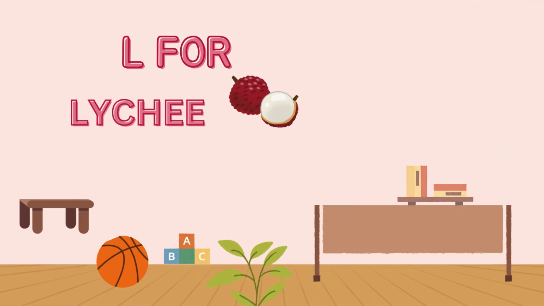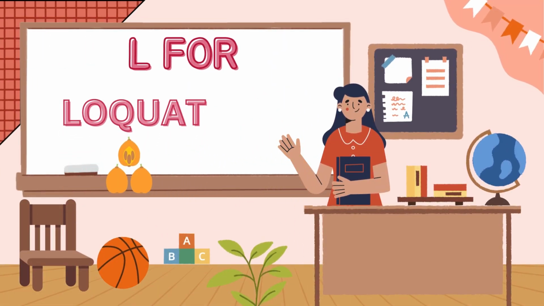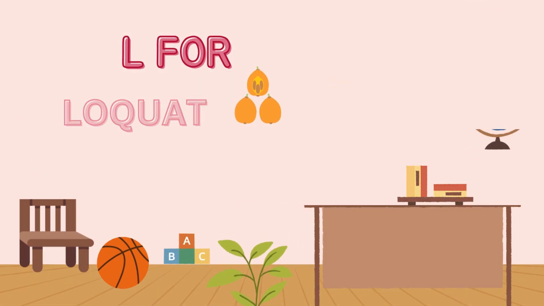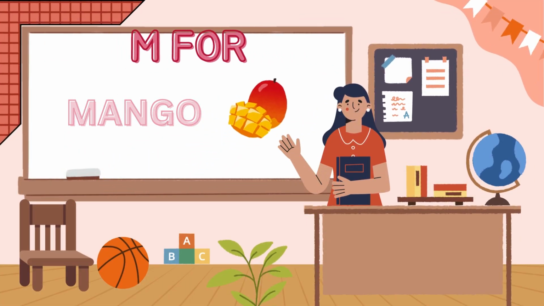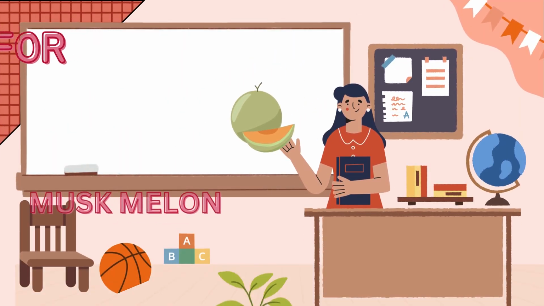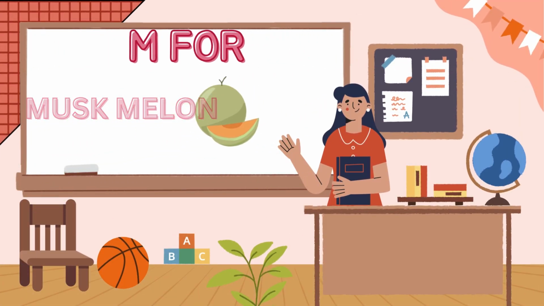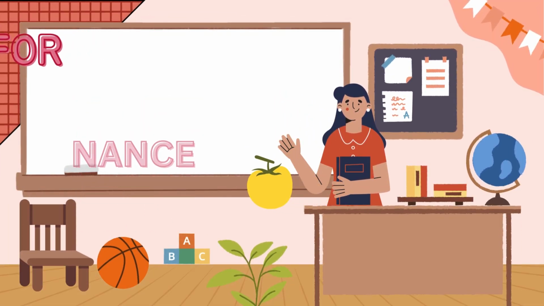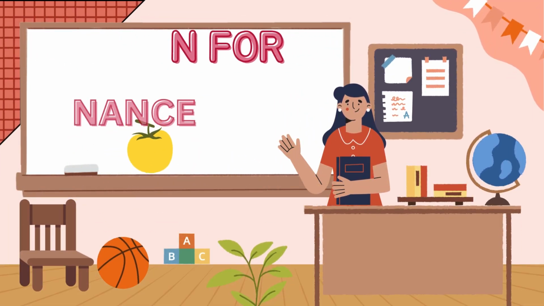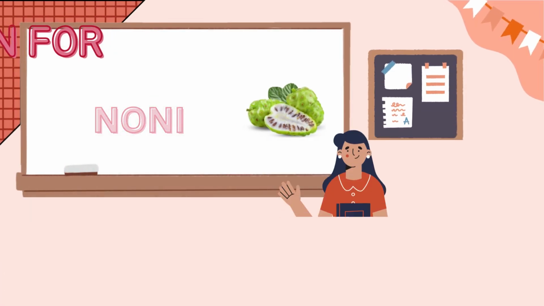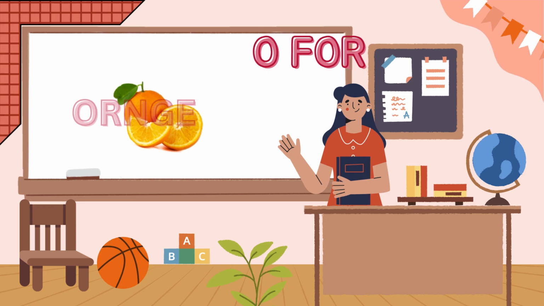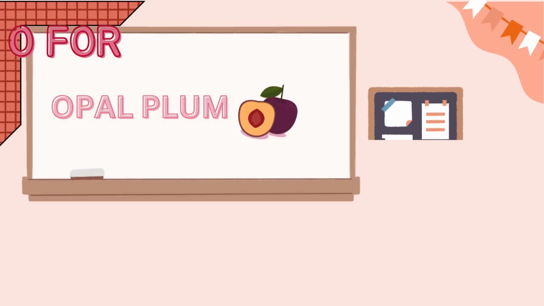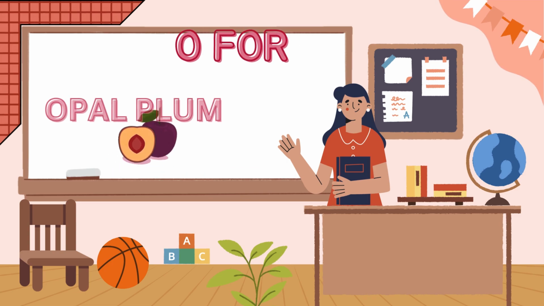L for lychee, L for loquat, M for mango, M for muskmelon, N for nance, N for noni, O for orange, O for opal palm.